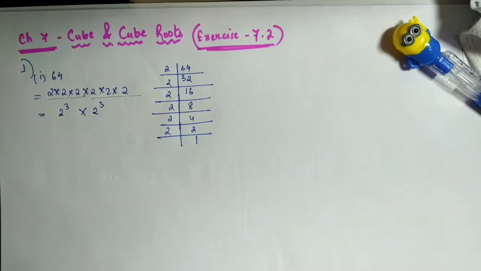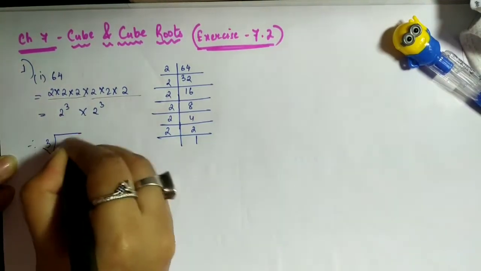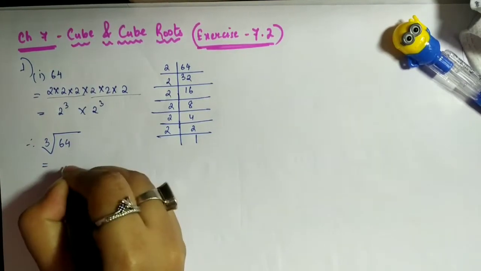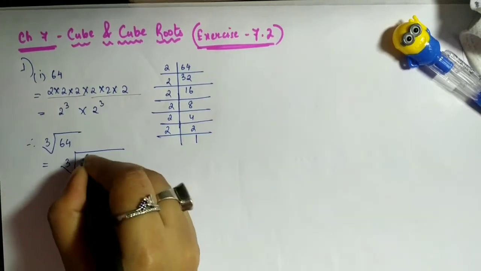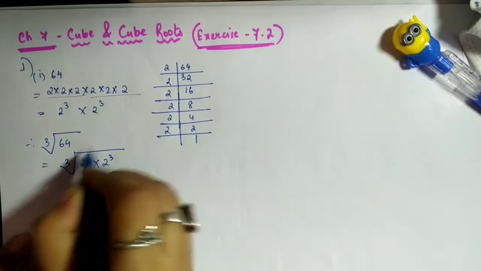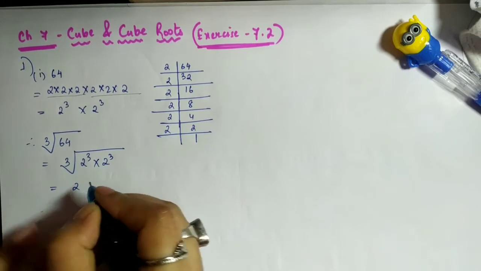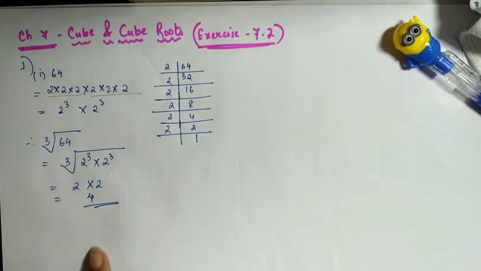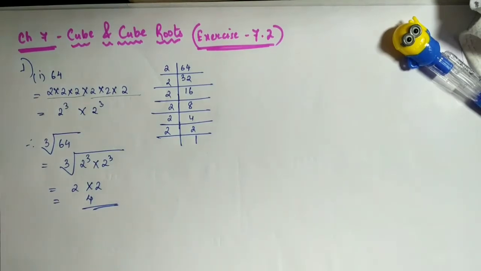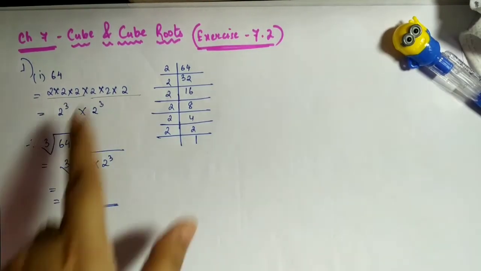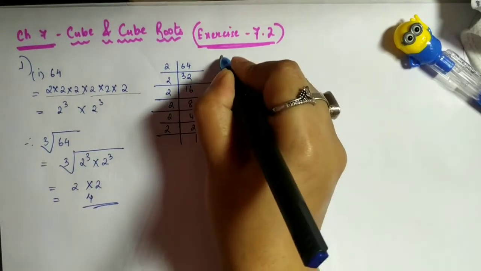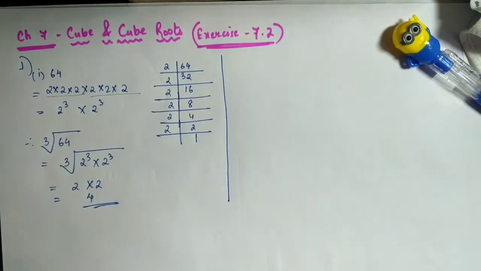This is the factorization of the particular number given, but I need the cube root of 64. So the cube root of this is equal to the cube root of the factors that I found. So when I remove this, this will remain as 2 into 2, which is equal to 4. That means the cube root of 64 is equal to 4. In this way we find the cube root of a number using the prime factorization method. I'll be showing you a few more sums.